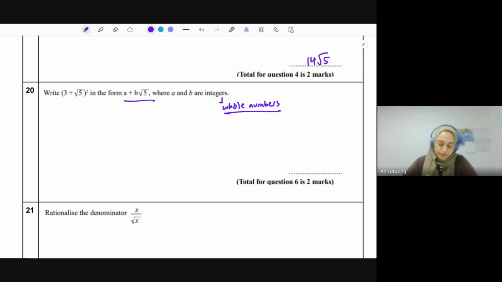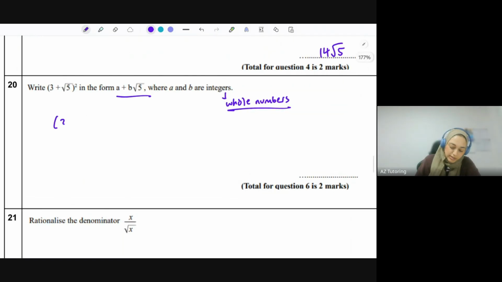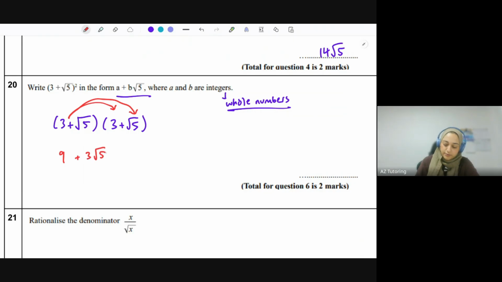Okay, so (3 plus root 5) squared, a bit again like algebra, that's the same as (3 plus root 5) times (3 plus root 5), and we're going to do FOIL on this. So we're going to do 3 times 3, which gives us 9. 3 times root 5 is just 3 root 5. Remember, root 5 is a surd. Root 5 times 3 again is 3 root 5, and root 5 times root 5 is just 5.